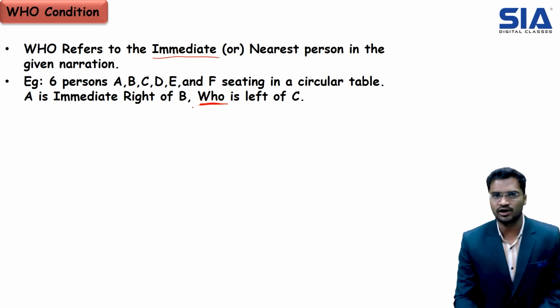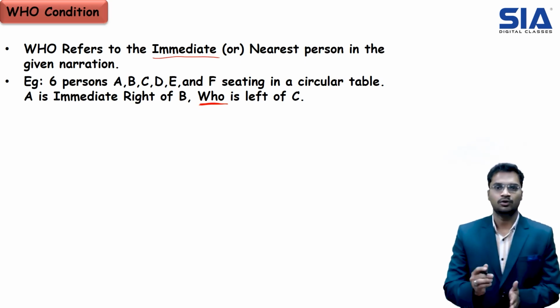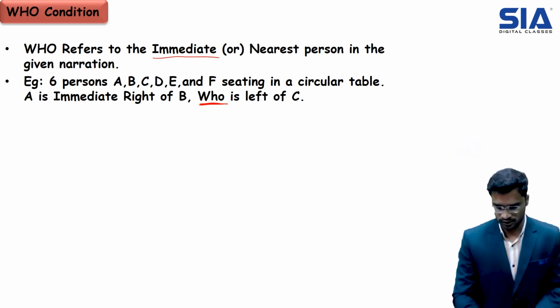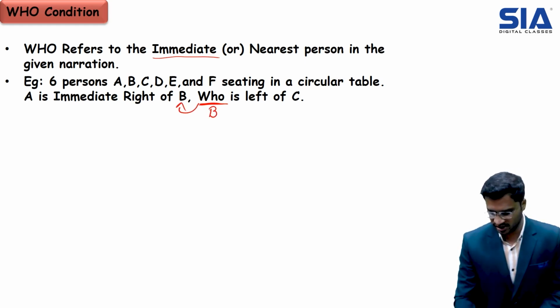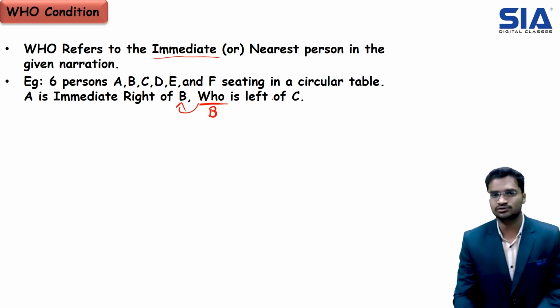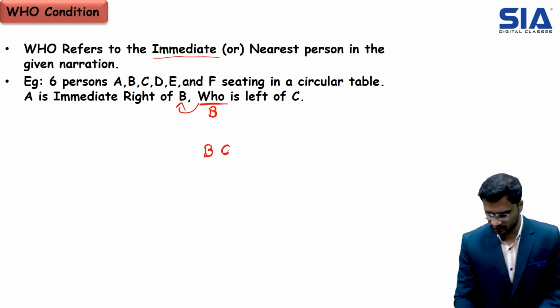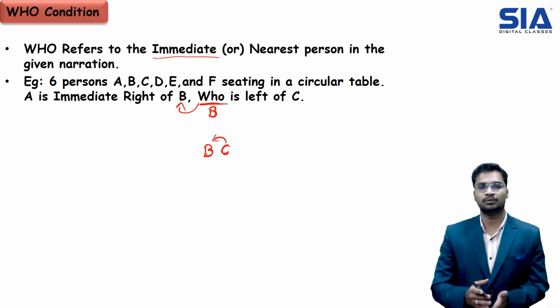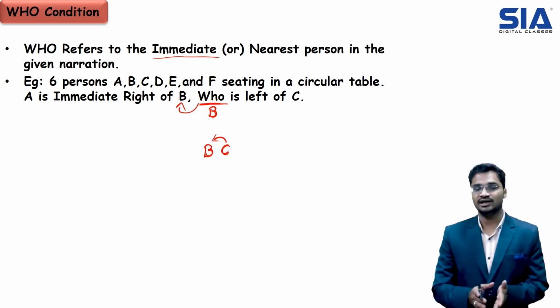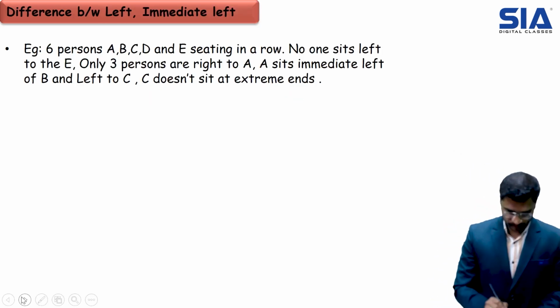So here "who" is given. "Who" means I have to write the person who is nearest to the word "who". The person nearest to "who" is B. So I have to write B in its place. So B is to the left of C. The person B is sitting to the left of C. So the "who" condition should be evaluated like this. Now coming to the next one.